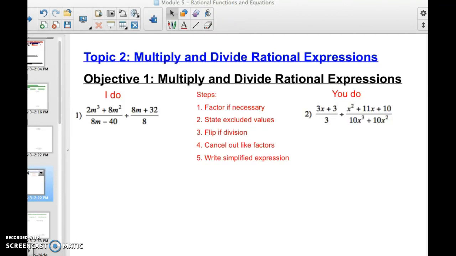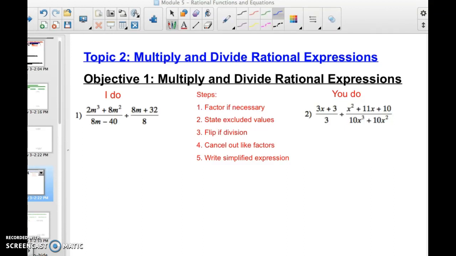The only new learning is what happens when it's a division problem. You have to multiply by the reciprocal. So you're still going to factor, you're going to state excluded values from the denominator, what the variable can't be, because you can't have 0 in the denominator. You're going to flip or multiply the reciprocal if it is division, and then you're going to cancel out like factors and write the simplified expression with the excluded values. All right, so it's a lot of review from topic 1.